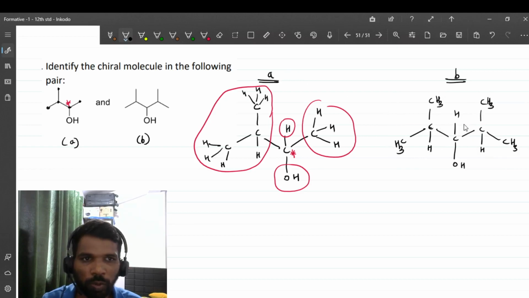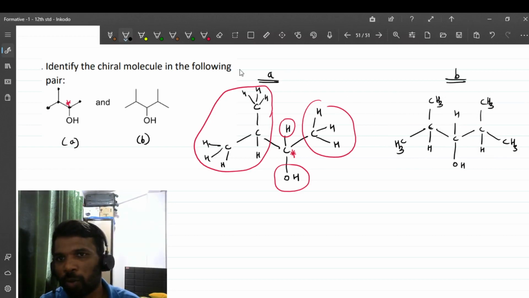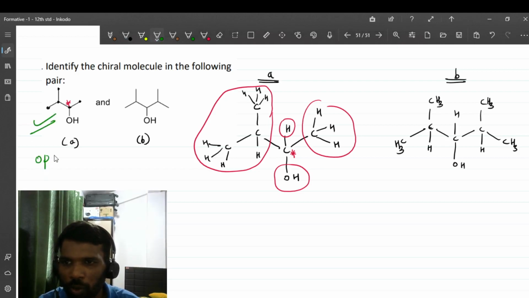So the question asked was to identify the chiral molecule in the following. So this is the molecule which is chiral, meaning this is an optically active compound.